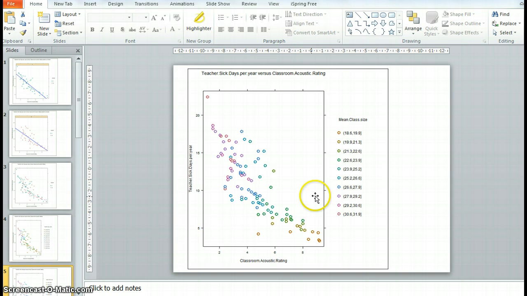What's this one? This one is class size. Again, the purple, large class sizes. So it also looks like the larger the class, the higher the teacher absent days per annum.